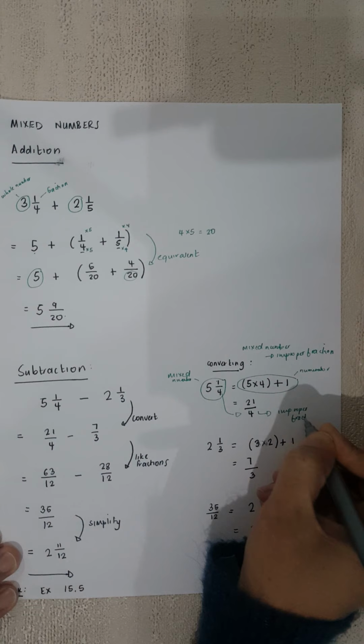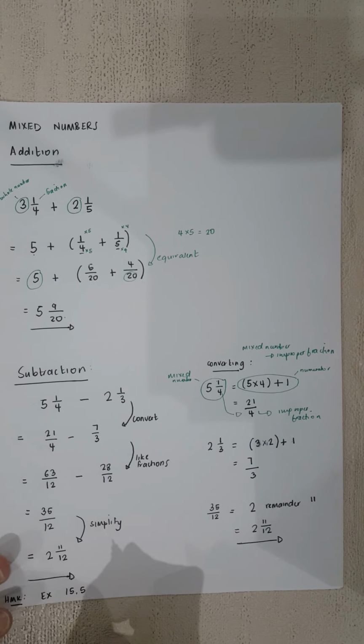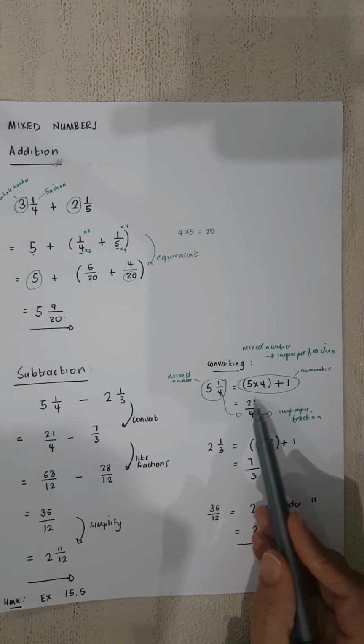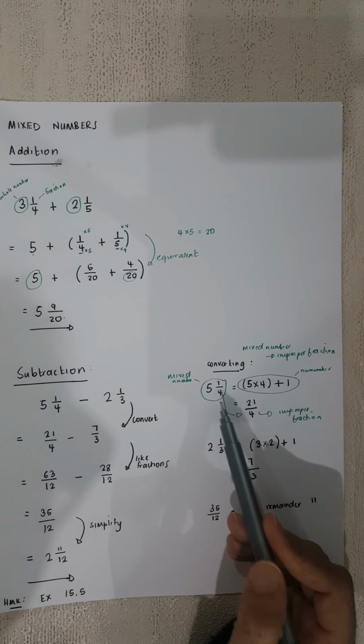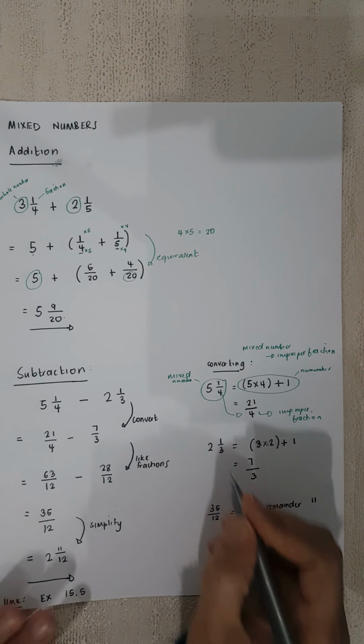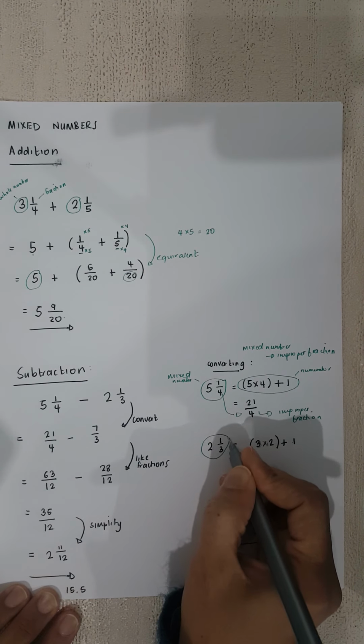Okay, can you see what has happened there? Right, so I've changed 5 1/4. It means the same thing. 21 over 4 is 5 1/4. Then I have 2 1/3. Let's do it. We have a mixed number.